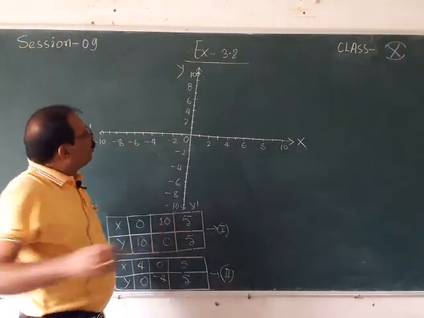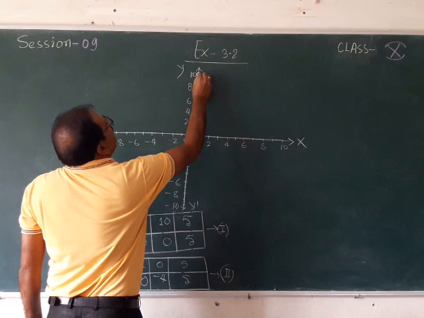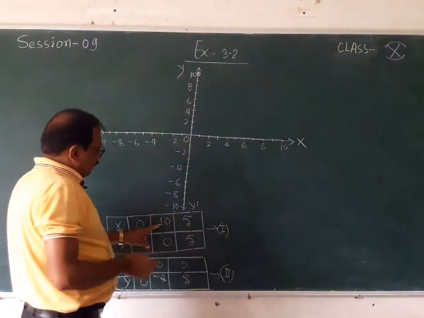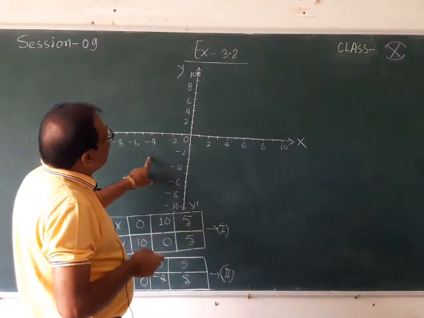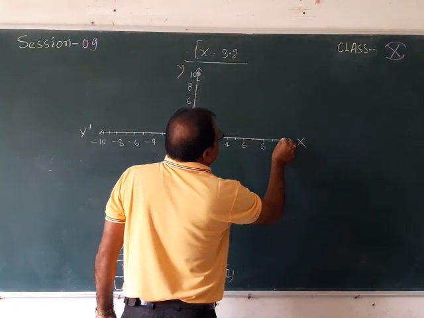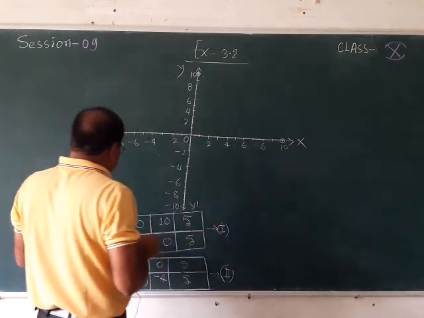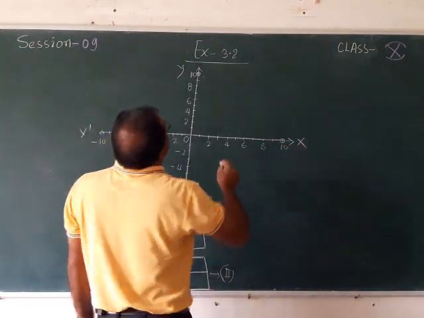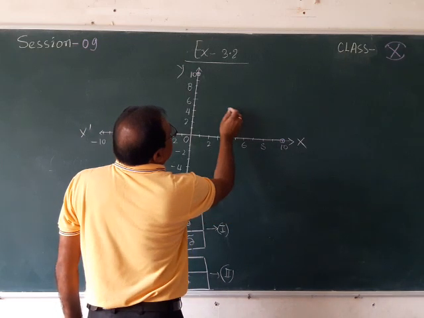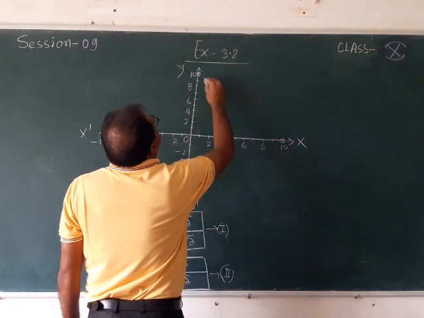So the value which I am getting is nearly at this point. Then if x is 10, then y is 0. That means the value which I am getting is coming down here. If x is 5, then y is also 5. So x is 5 and y is 5. That means both the values are coming here.